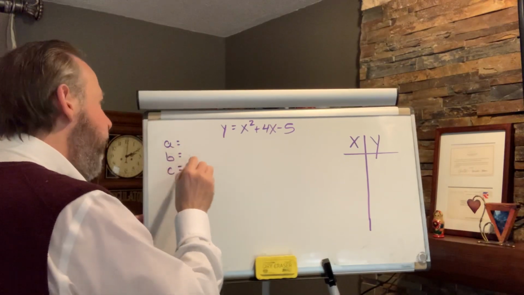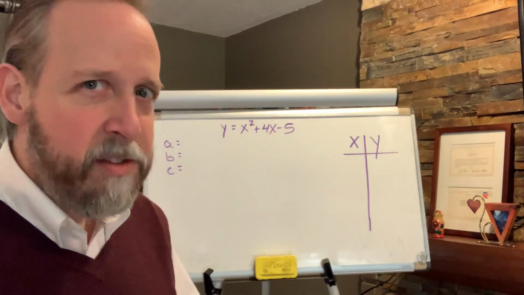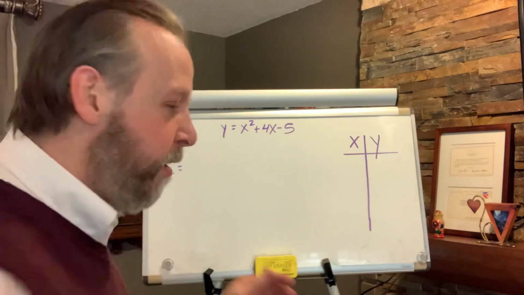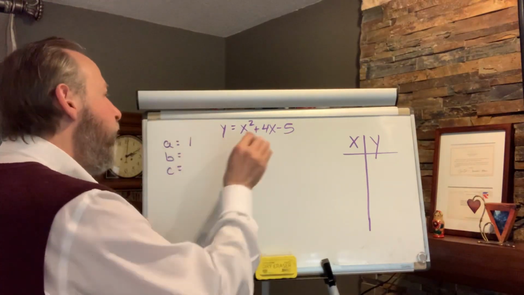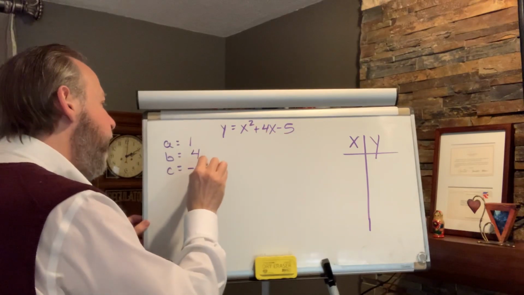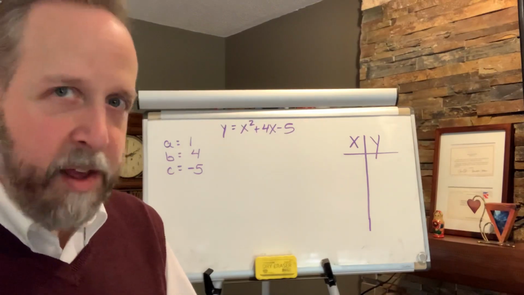So the a value, please don't say it's x. The a value is never x. It's the number that's in front of x, and when there is no number, it's the number 1. So that's a 1. Our b value is 4, and our c value is negative 5. It's important that you remember that if there's a minus sign, it's part of that number.